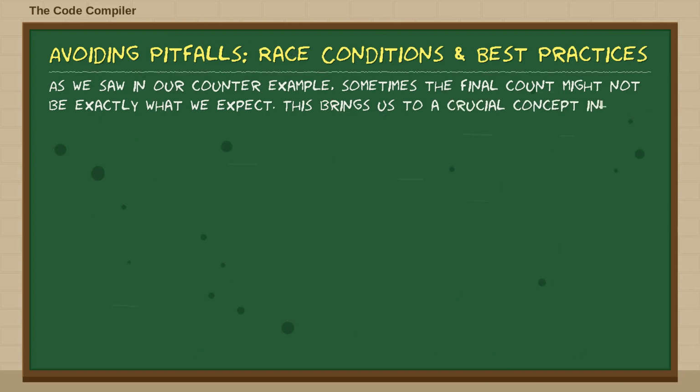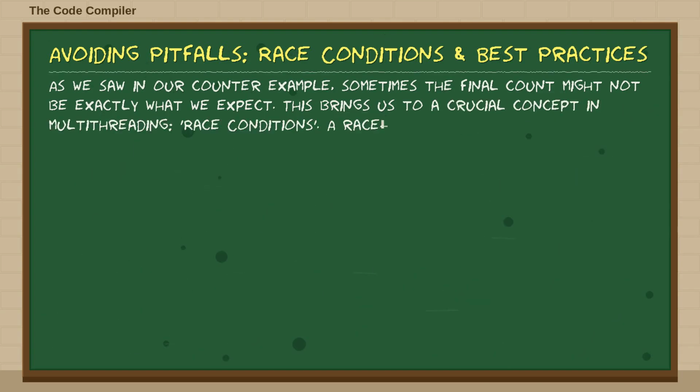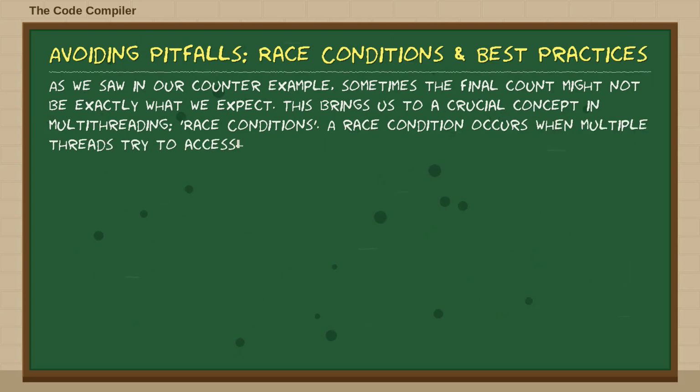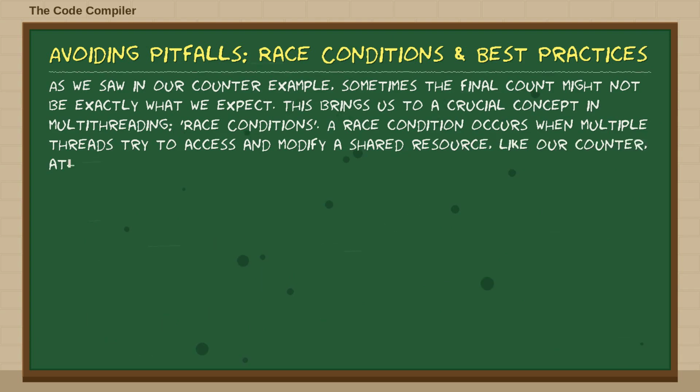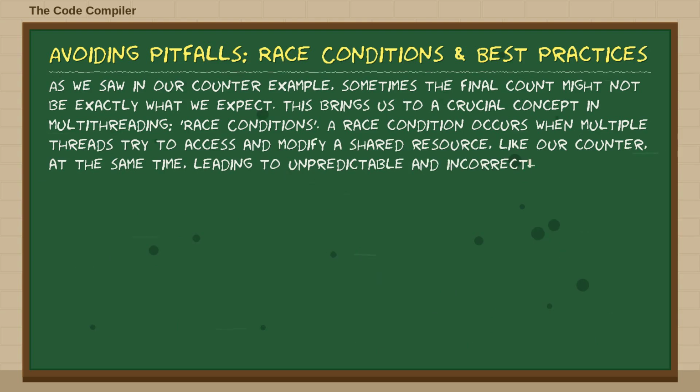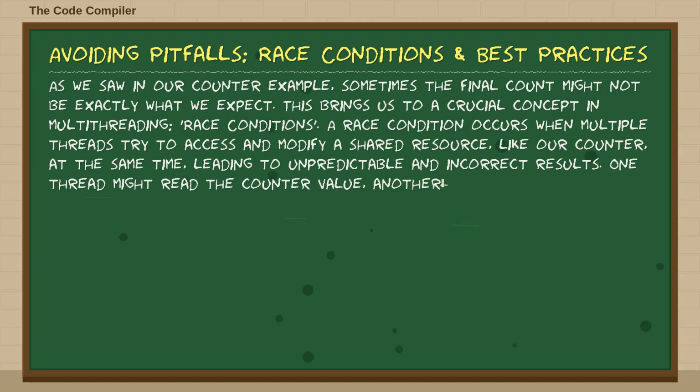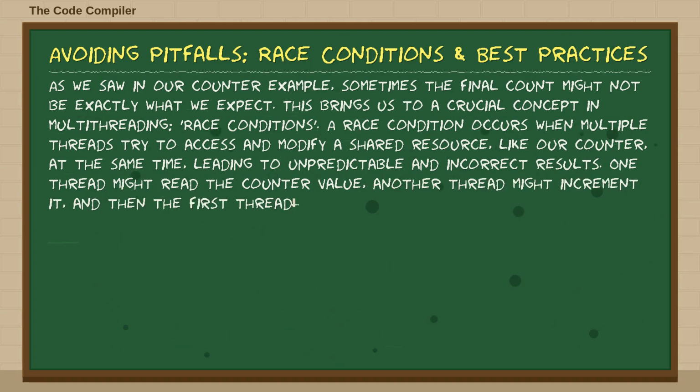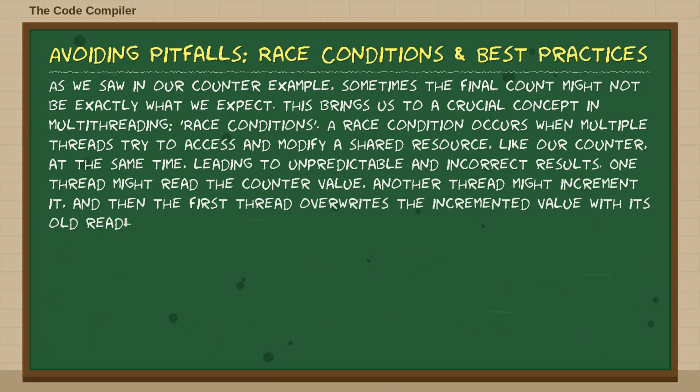A race condition occurs when multiple threads try to access and modify a shared resource, like our counter, at the same time, leading to unpredictable and incorrect results. One thread might read the counter value, another thread might increment it, and then the first thread overwrites the incremented value with its old read value. This is a common mistake for beginners.